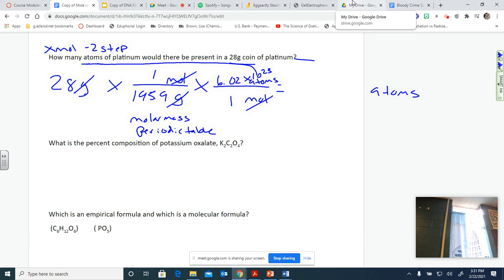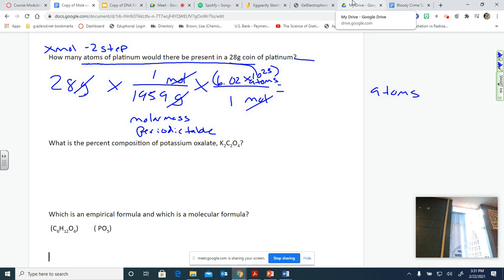But this is a longer problem. It makes it easier to make calculator errors. So how you put it in? Do the top first. 28 times 1. Still 28. 28 times 6.02 times 10 to the 23rd. Remember, that's in parentheses. It's a big number. So 28 times parentheses, 6.02 times 10 raised to the 23rd, close my parentheses. And I get a big number. I'm going to leave that in the calculator, and I'm going to divide by the bottom.